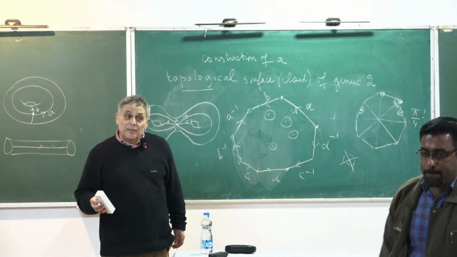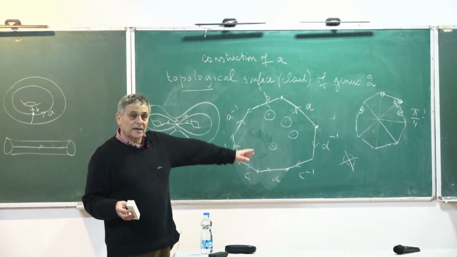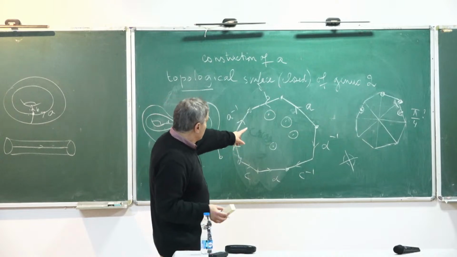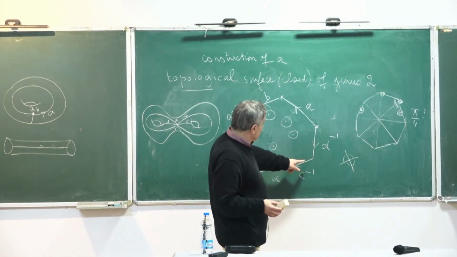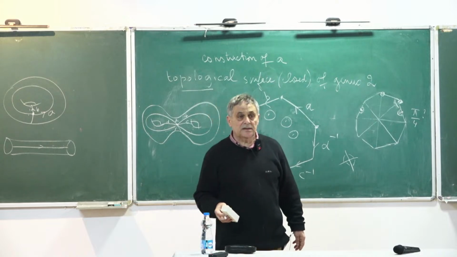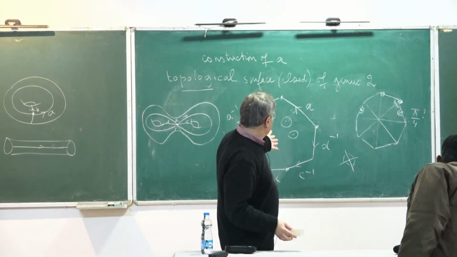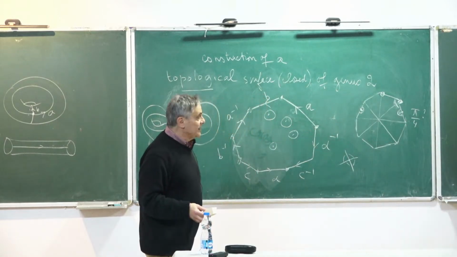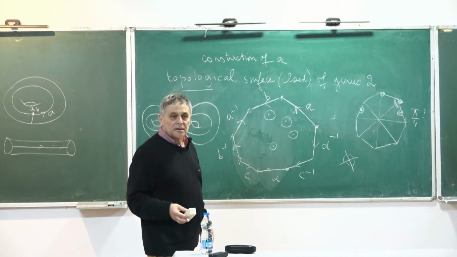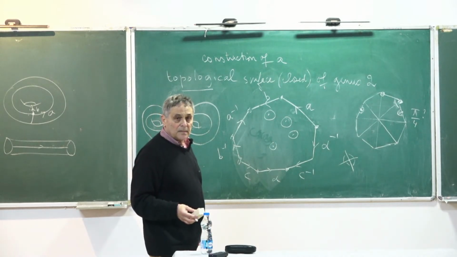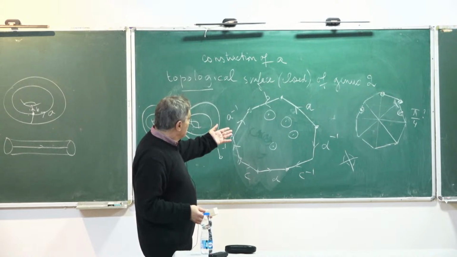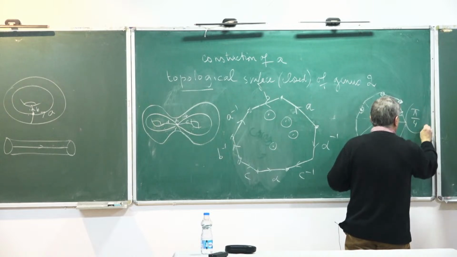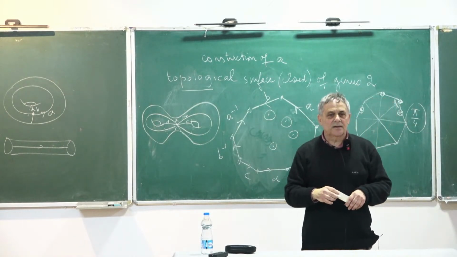So in the hyperbolic plane, maybe I can do the same construction, taking lines in the hyperbolic plane, geodesics. I can get a hyperbolic surface if each angle is equal to pi over 4.